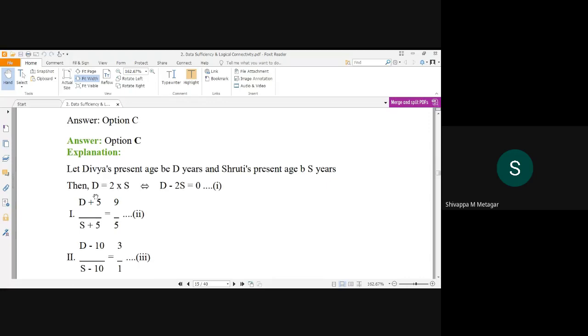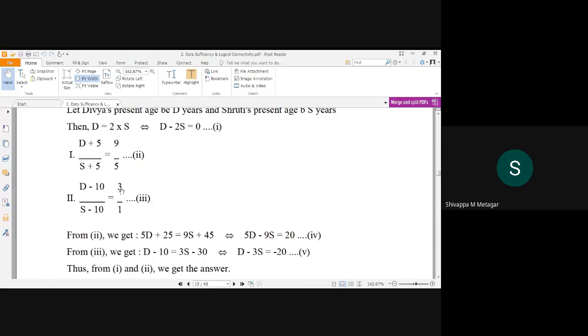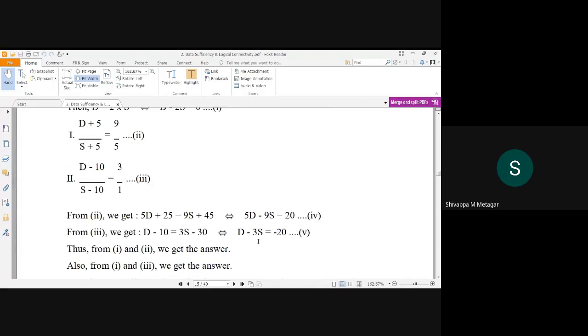Divya's present age, D is equal to 2S. They have given 5 years hence, D plus 5 divided by S plus 5 is equal to 9/5. Just cross multiply, then you will get the value of the difference. And the second statement, 10 years back, D minus 10 by S minus 10 is equal to 3/1. By using either of these we can get the answer to the question. So what is your right answer?